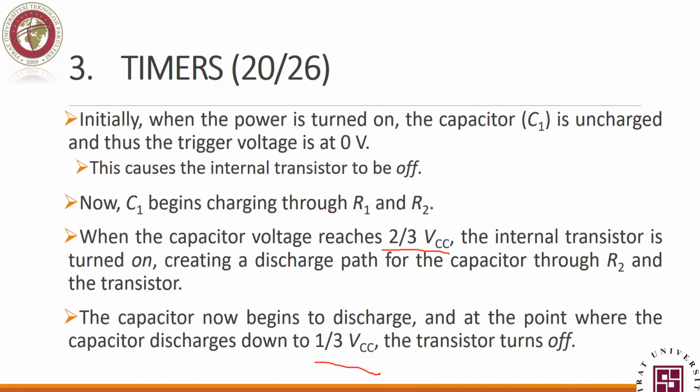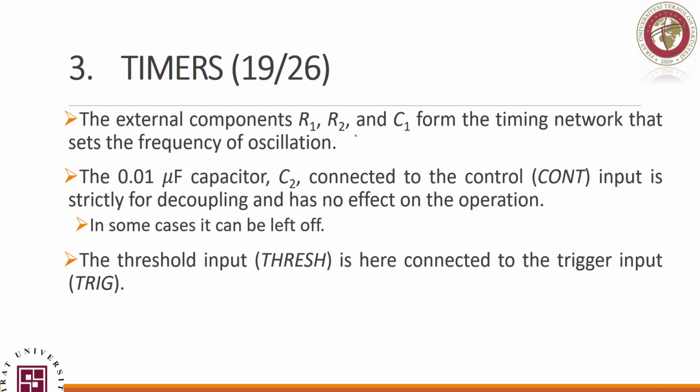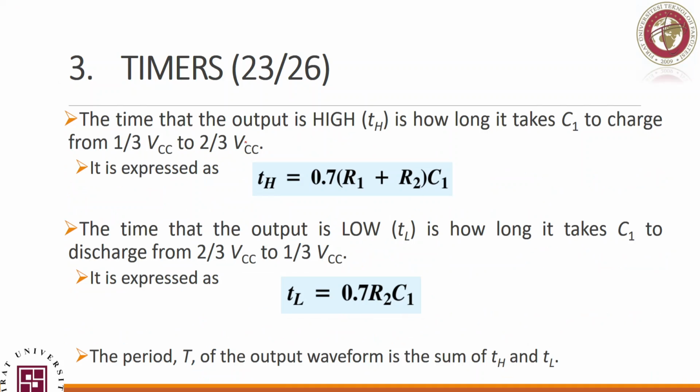Now remember, let me explain so that you don't forget it. C1 charges through R1 and R2. Of course, it charges by VCC. So remember this: T high will be 0.7 times (R1 plus R2) times C1. How did I get 0.7? Don't worry about it. It's derived. It's given to you ready. Now why R1, R2? Because C1 is charging through R1 and R2.